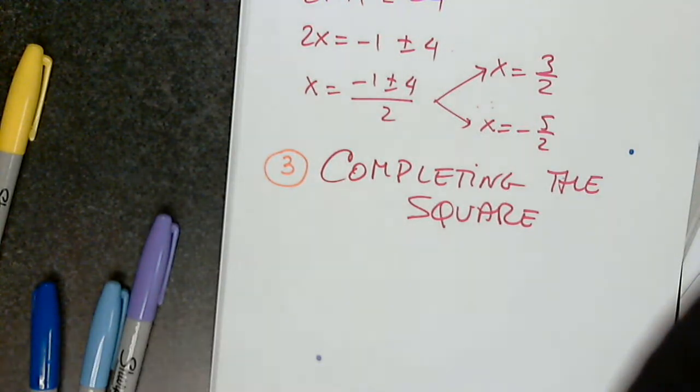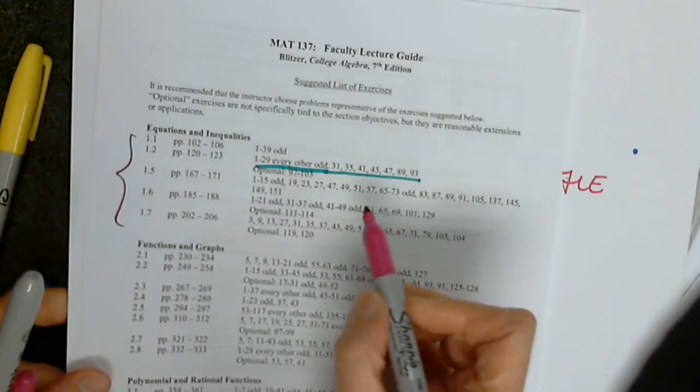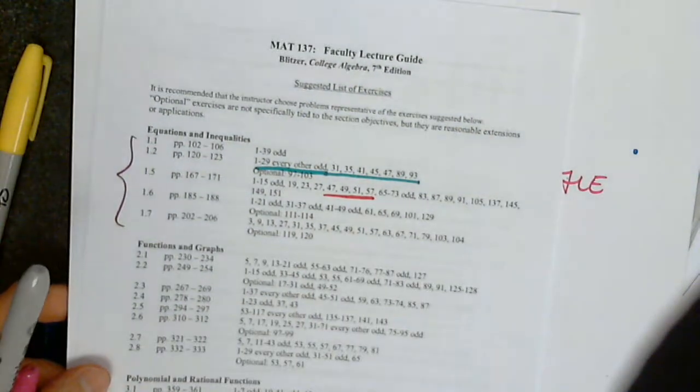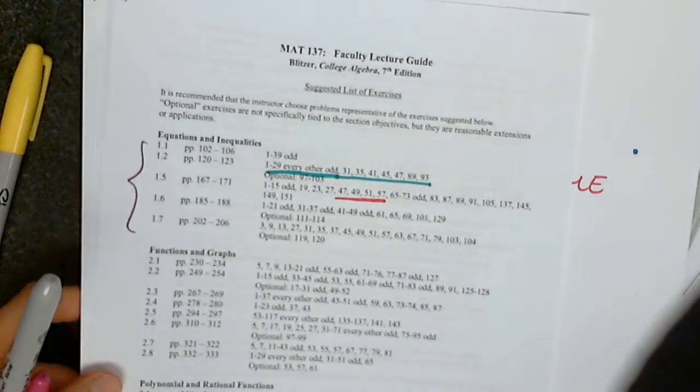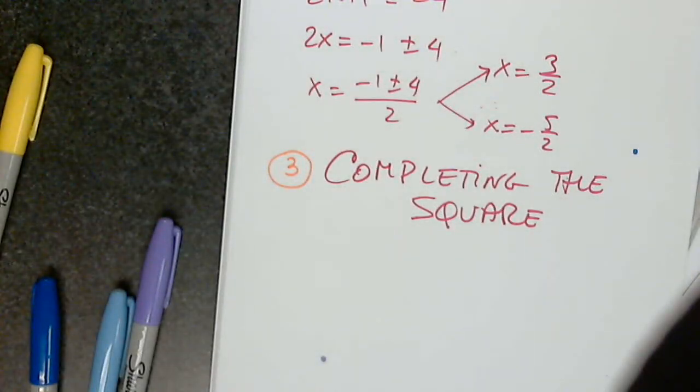Okay. So let me choose a problem from your book this time. On page 167, I'm looking at problems 47 through 64. The math department recommended these problems. As you see, they're not putting a lot of emphasis on this, but I have to show you the method. So let's look at 48.